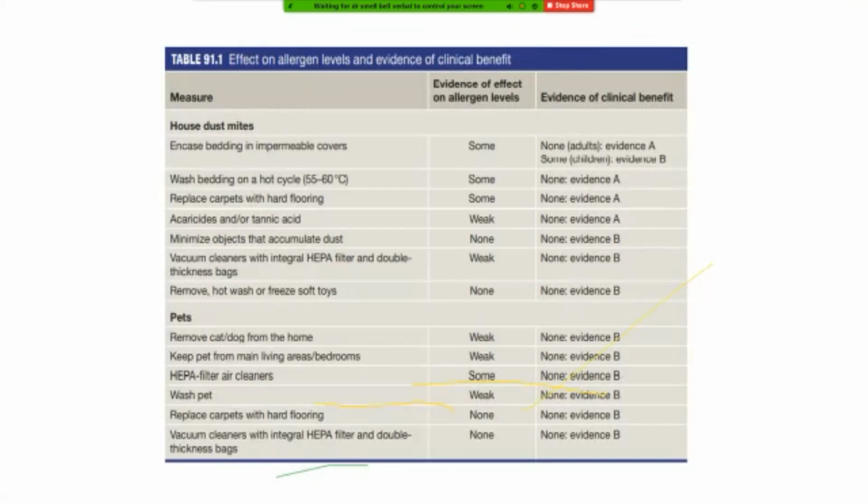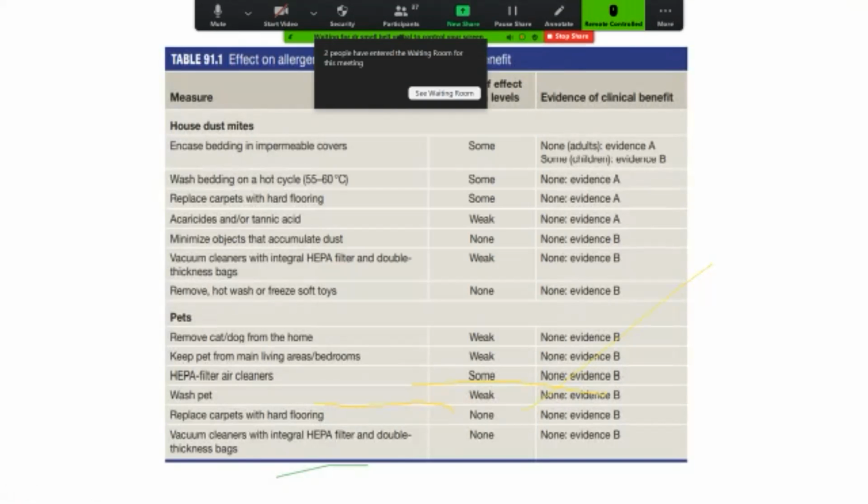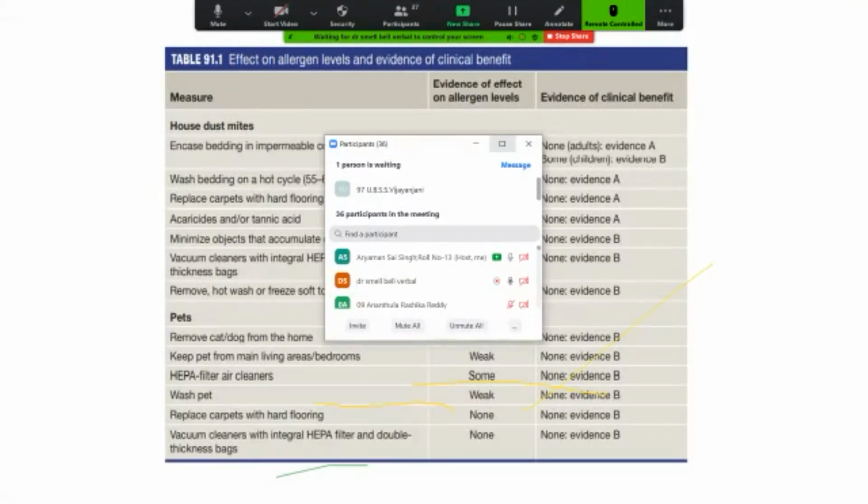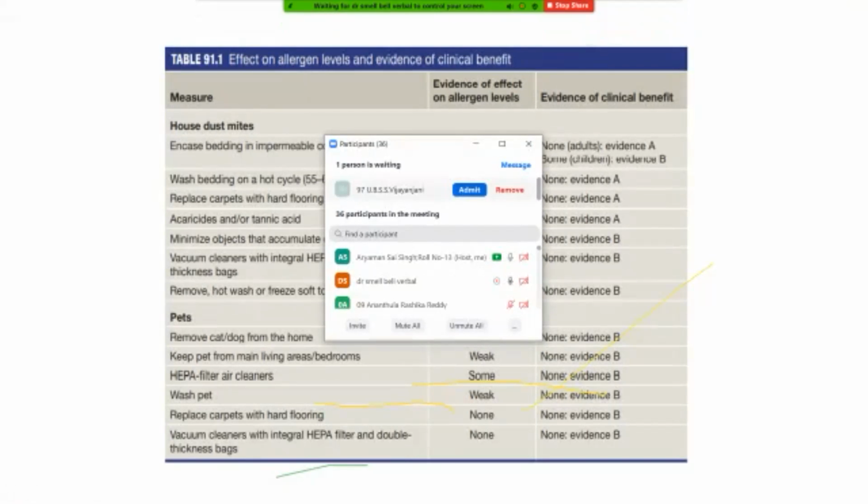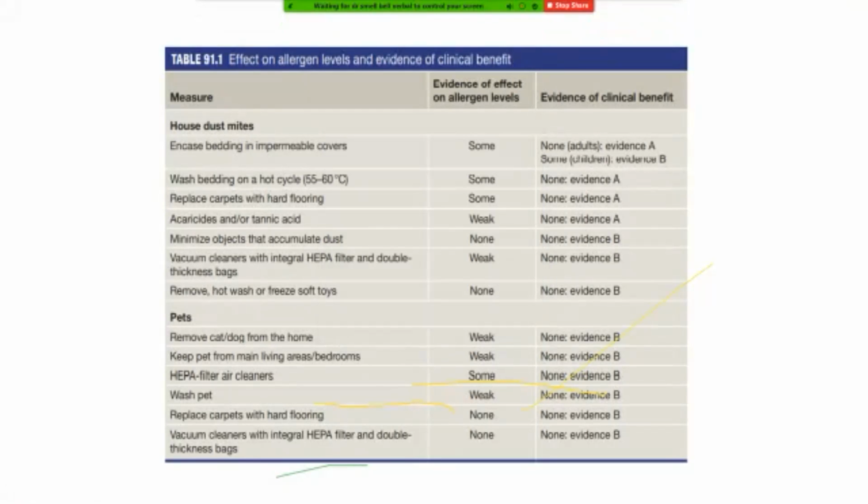And then vacuum cleaners with HEPA filter, hot wash, freeze the soft toys, and pets also you should keep away from the home, and HEPA filters, washing the pet, replacing the carpets, etc. All these things. Integral HEPA filter also keep in mind.